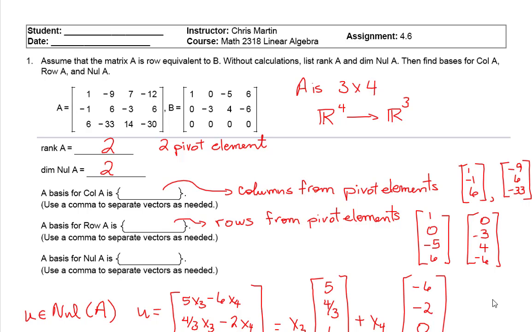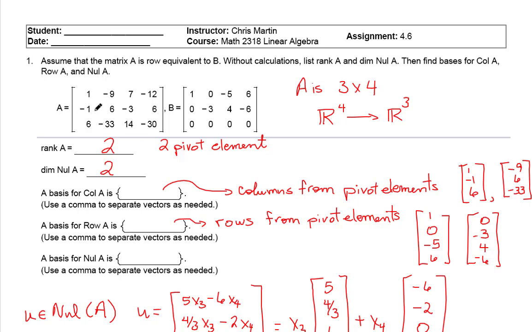Welcome to Math 2318, section 4.6. In this section, we're looking at some more calculations on rank, null space, column space, and row space.